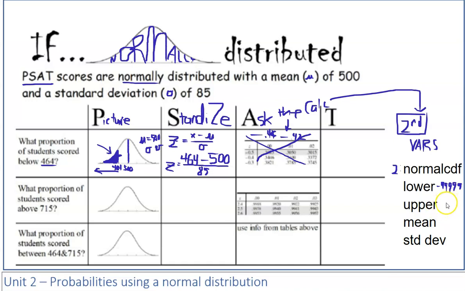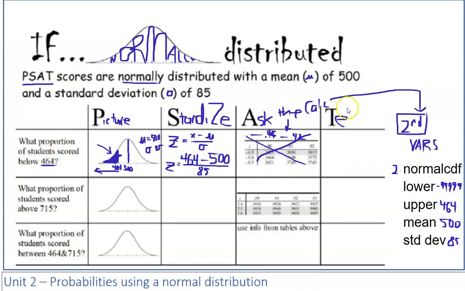All right, the upper boundary that we're going to put in is the 464, the 464 that's in our problem, with a mean of 500 and a standard deviation of 85. And then you're going to hit enter. It will show a summary of the command you're about to do, and you hit enter again, and it will give you the answer, the proportion of students that score below a 464.